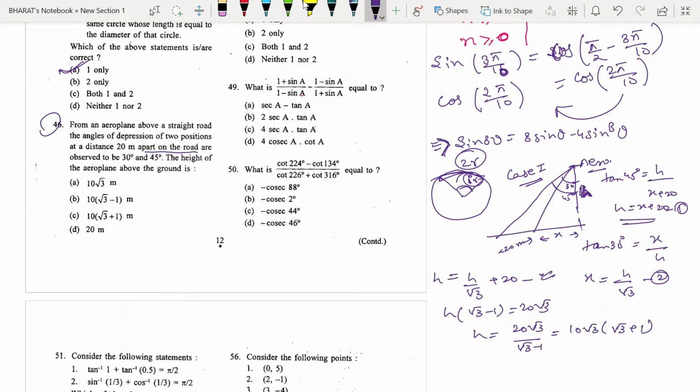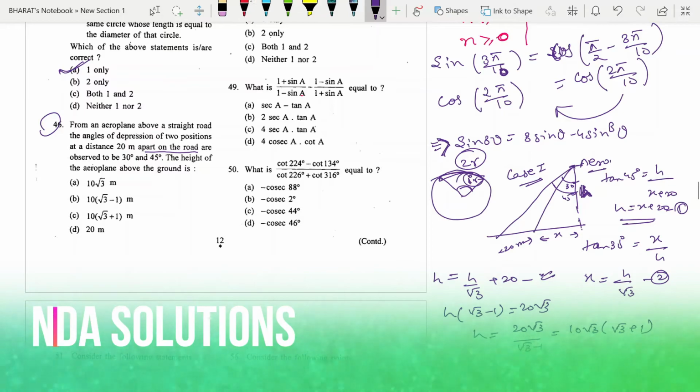Looking into the solutions, we find that there is no matching solution. So we came to know that this was not the case, where both the positions are on the other sides of the aeroplane. So we will take the case number 2 also. Now let's take the case number 2.